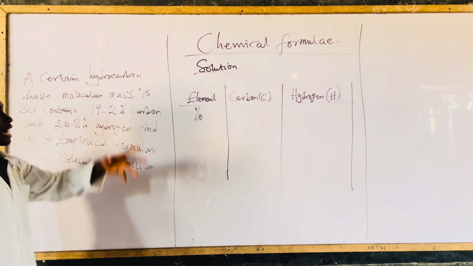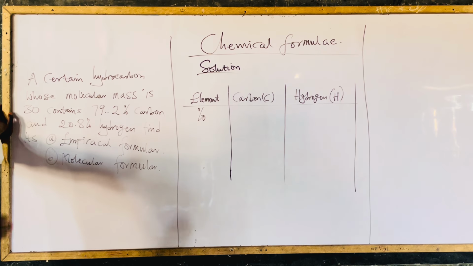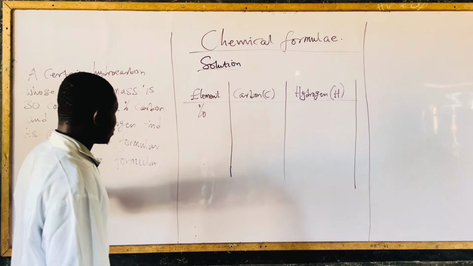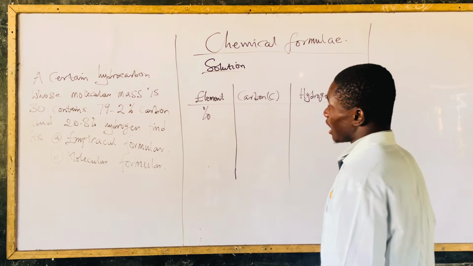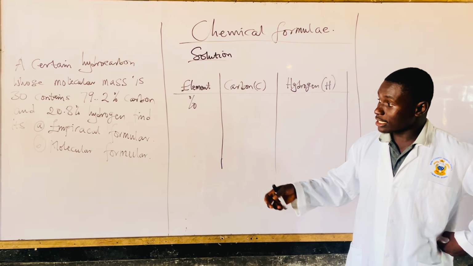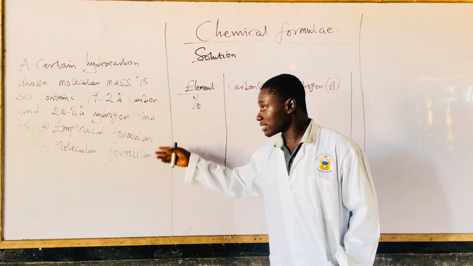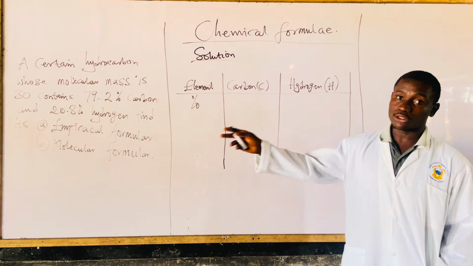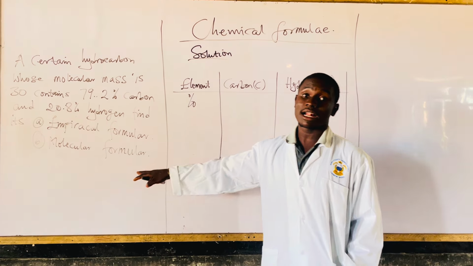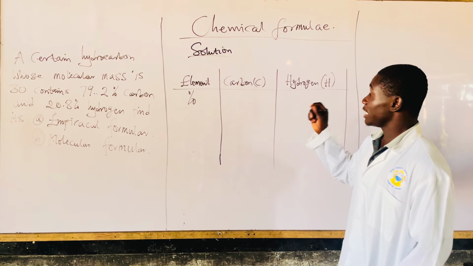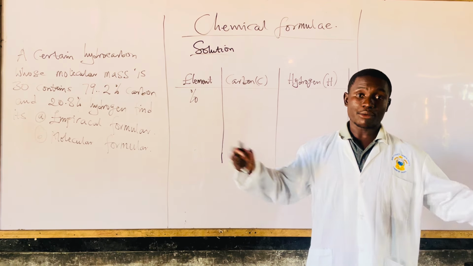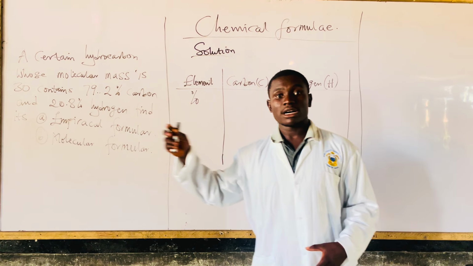And looking at the types of chemical formula, we have empirical formula, molecular formula, and then structural formula. Our empirical formula is a formula that shows the simplest number ratio of the atoms in a compound. And then the molecular formula is a formula that shows the actual atoms in a compound. And then the structural formula, which I don't have on the board, is a formula that shows the arrangement or the bond of atoms to atoms.